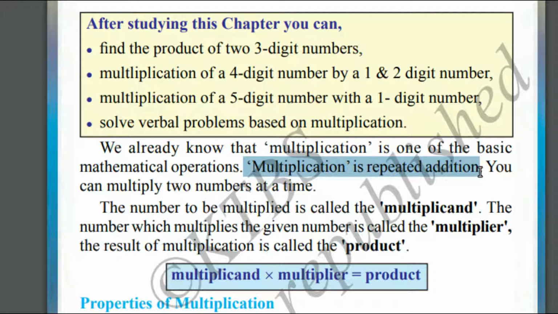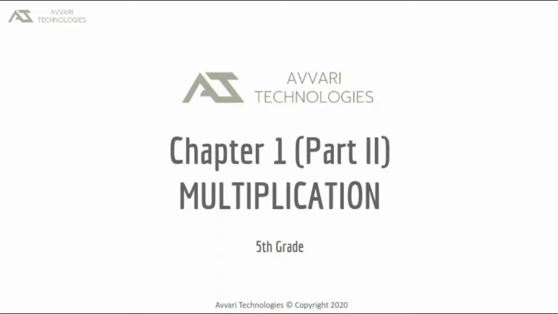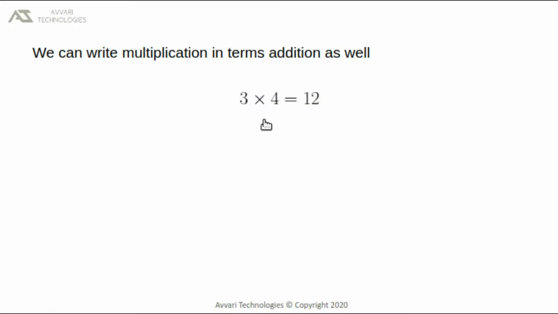So what does it mean? Multiplication is repeated addition. Let us see what it means. Say we need to multiply two numbers 3 and 4. If we multiply 3 and 4, we will get 12. We can write 3 into 4. 3 is added 4 times. If we add 3 plus 3 plus 3 plus 3, we will get 12.